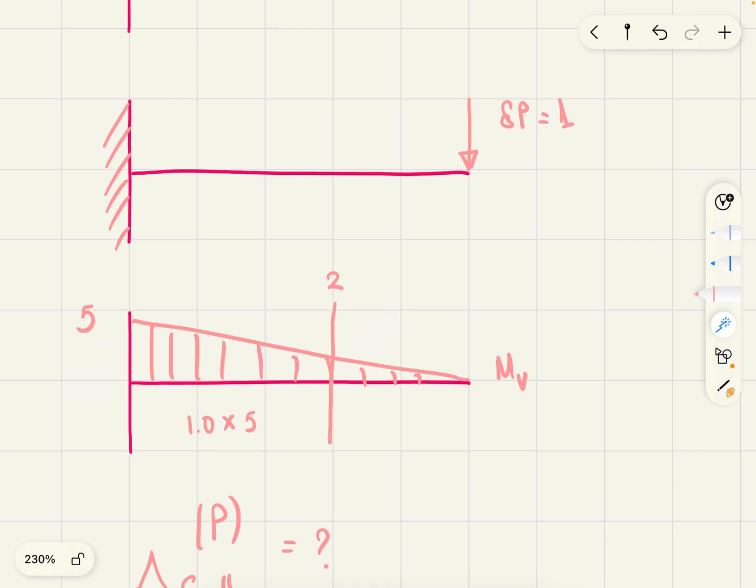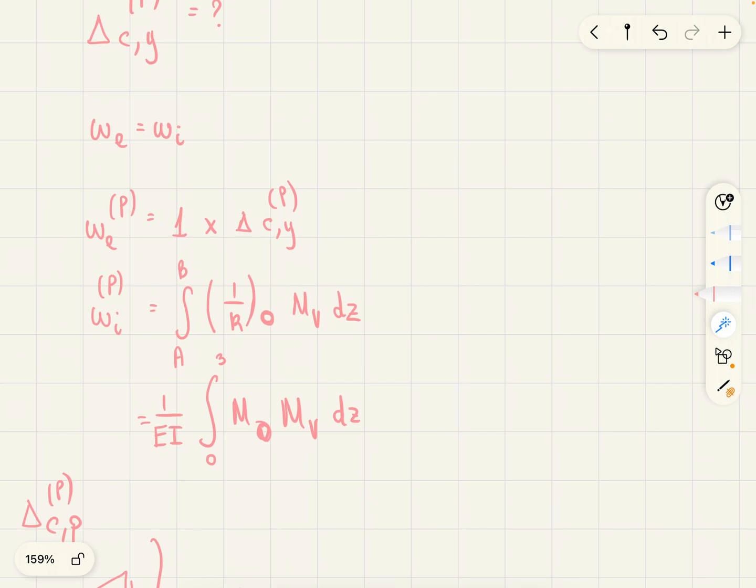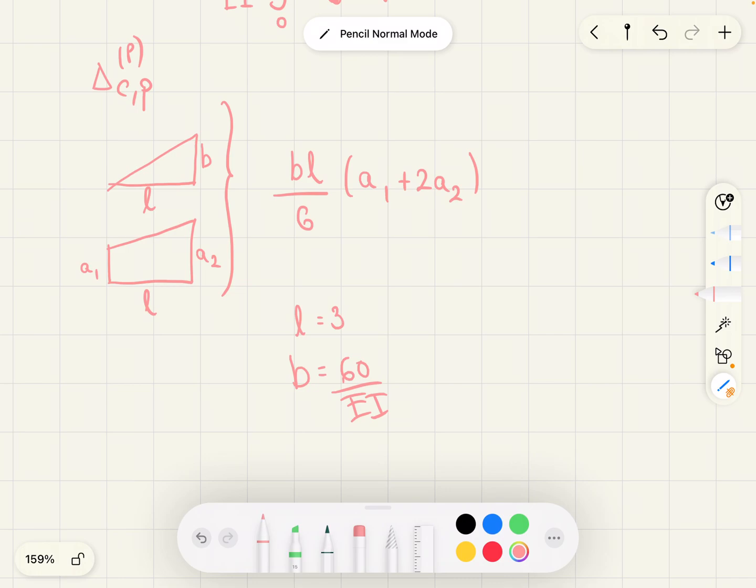Let me show you one more time how we found A1 to be 2. So it's basically the moment here. Moment equals force times distance. The force is 1 times by the distance of 2. So 1 times 2, 2. So let's write this on. A1 is 2 and A2 is 5.